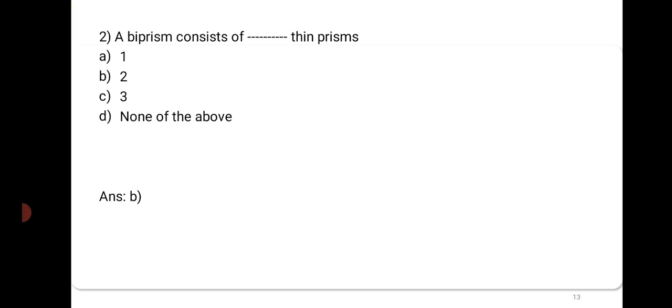Second question. A biprism consists of dash thin prisms. Option A 1, option B 2, option C 3, option D none of the above. A biprism consists of two thin prisms, therefore the answer is option B, 2.